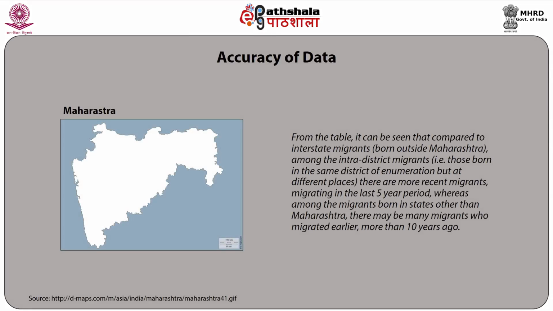From the table, it can be seen that compared to interstate migrants born outside Maharashtra, among the intra-district migrants, that means those born in the same district of enumeration but at different places, there are more recent migrants migrating in the last 5 years, whereas among the migrants born in states other than Maharashtra, there may be many migrants who migrated earlier, more than 10 years ago.